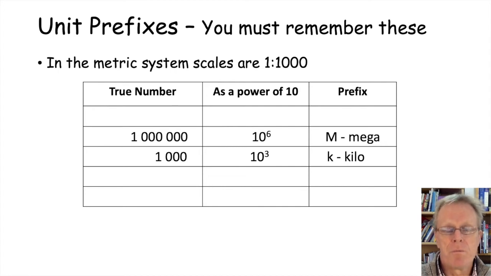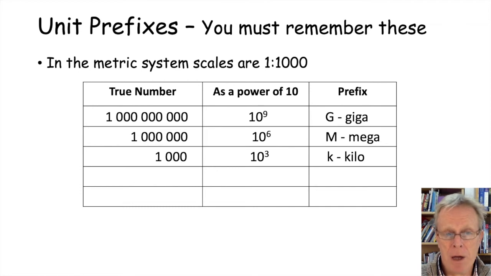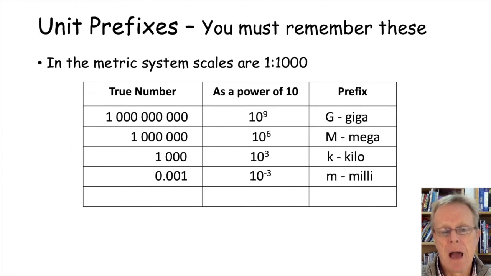The other one we're going to look at is giga, which is 10 to the power of 9. So that's 1,000 million. Another one you're probably familiar with is going the other way, going smaller, where milli is 1,000th of something, and that is 10 to the minus 3, or 0.001. So again, you're probably familiar with millimetres, 1,000th of a metre.